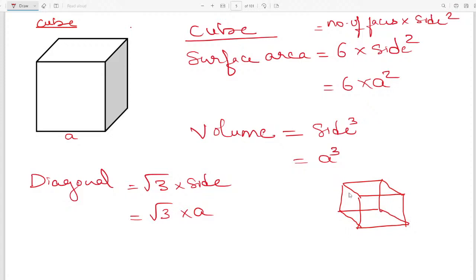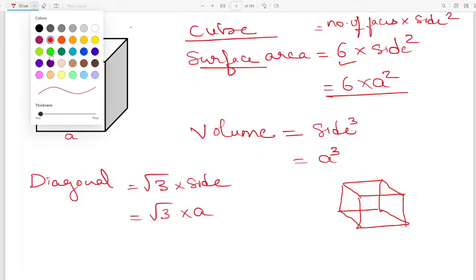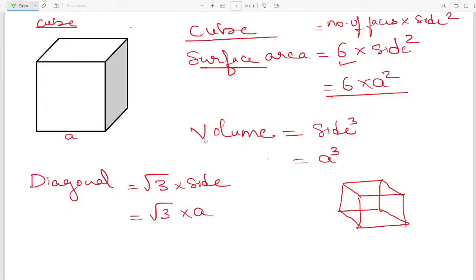So this has 6 sides. The surface area of a cube is given by 6 into side square. In this cube, we have taken the side as A. So the surface area would be 6 into A square. And the volume is given by side cube, that is A cube. A is the length of the side here. So volume is equal to A cube.